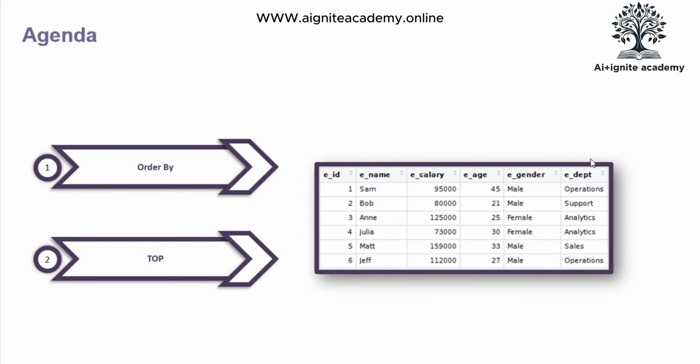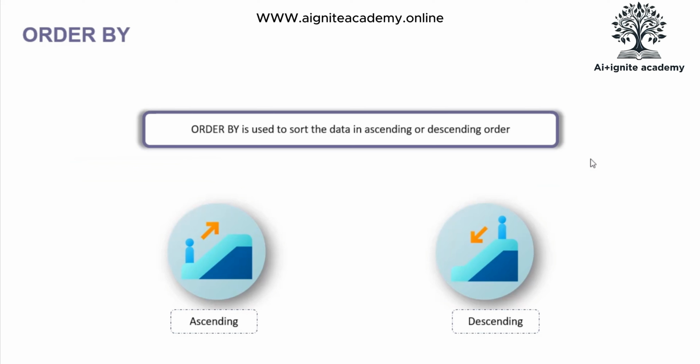In this session, we'll be working with the order by and the top clause. We'll start with the order by clause. So order by is used to sort the data in ascending or descending order. And by default, order by sorts the records in ascending order.